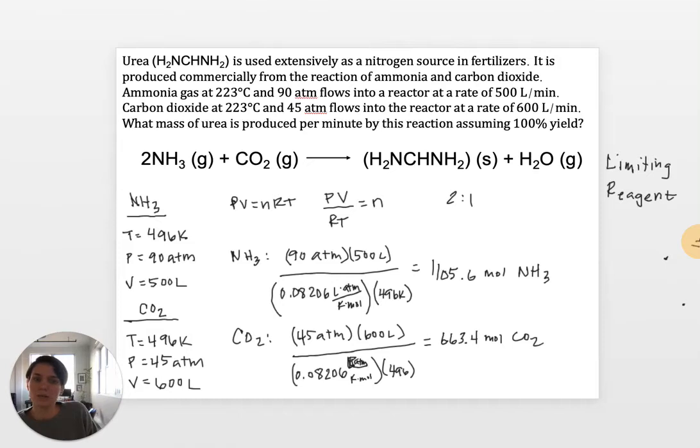But at this point, I'm going to just go ahead and say, okay, we know that this is our limiting reagent, so we're going to move forward with our analysis, given that we have 1,105.6 moles of NH3, and we know that NH3 or ammonia is our limiting reagent. So I'm going to give us a little bit more space here. Hopefully you've got that down.